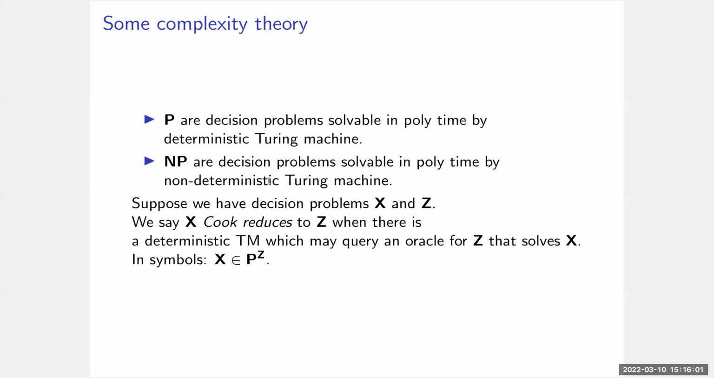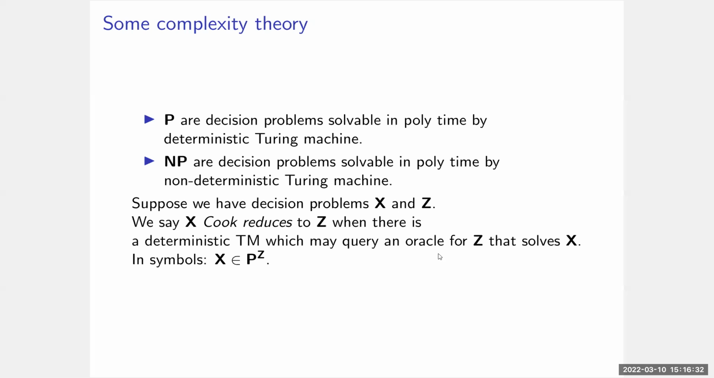And yeah, there's this notion of Cook reduction, which is relevant for us. Suppose we have some decision problems X and Z; I'm not saying in which complexity class these lie. Then we say that X Cook reduces to Z when there is a deterministic Turing machine which can query an oracle for Z such that this Turing machine solves X. So we have a machine, but this machine can also in constant time solve problems of Z. And then this can solve X.